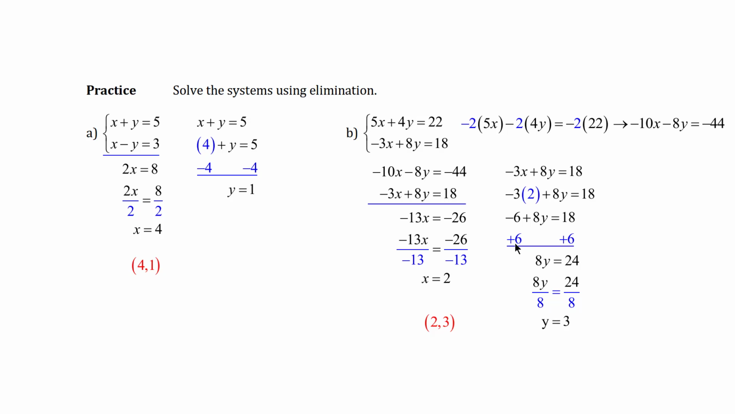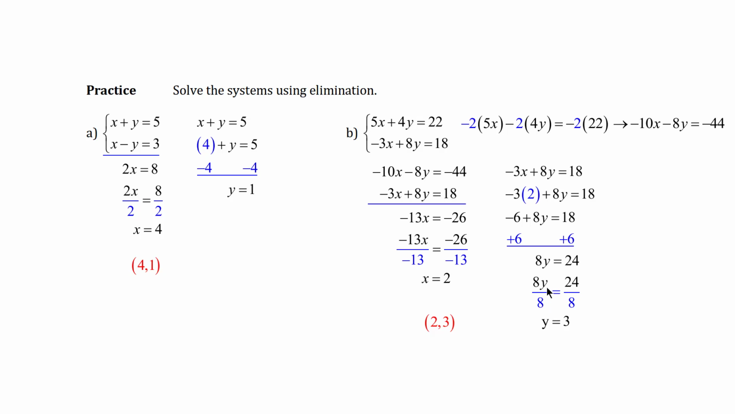Simplifying the left-hand side, negative 6 plus 6 cancels out, and we bring down the 8y. On the right-hand side, 18 plus 6 is 24. The result is 8y equals 24. From here, we get rid of the 8 by dividing both sides by 8. We get 8y divided by 8 equals 24 divided by 8.